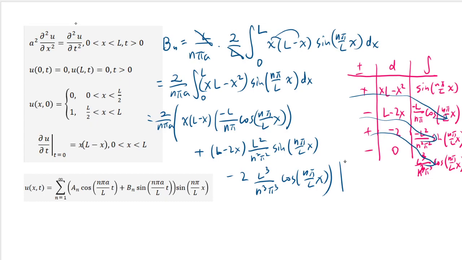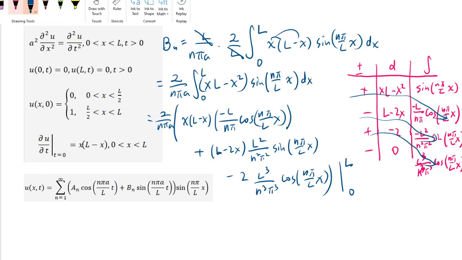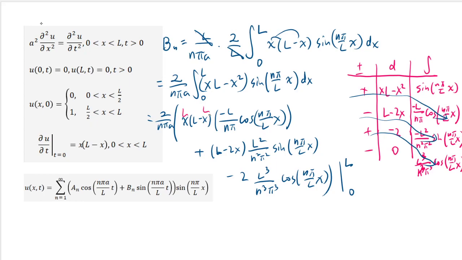And then you have to plug in L and 0. And here's the interesting part. If you plug in L into here, then L minus L gives you 0, right? So you don't get anything when you plug in L. Also, if you plug in L in here, L and L cancel, and you get sine n pi, which gives you 0. So when you plug in L, the only thing that gives you a non-trivial answer is when L is plugged in here and you get cosine n pi. So that's what you get when you plug in L.